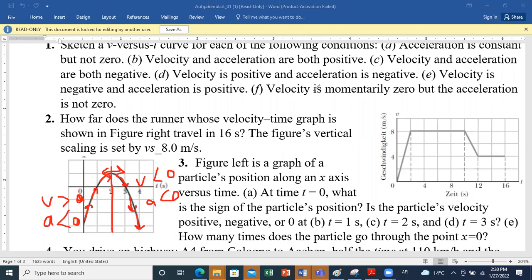Okay, it becomes more negative, meaning it's accelerating. Okay. Now, how many times will the particle go through x equals 0, through the origin? How do you know how many times the particle will go through the origin?